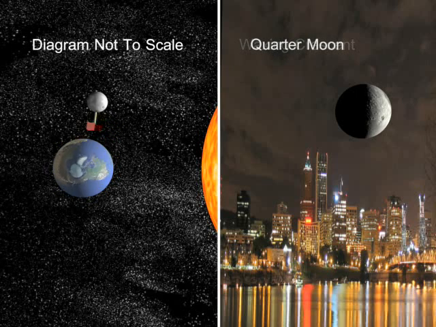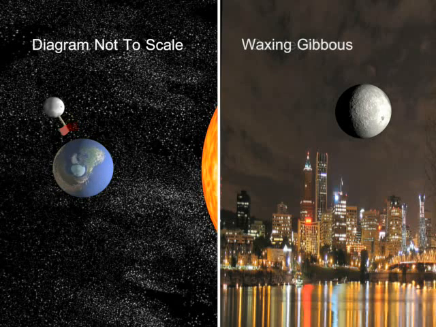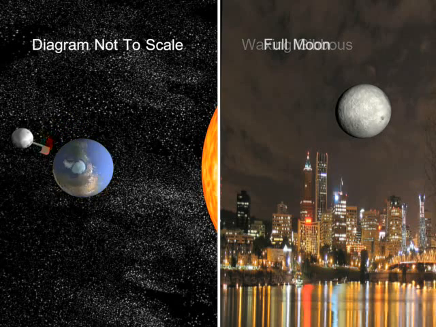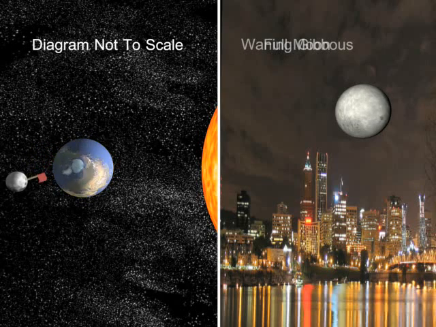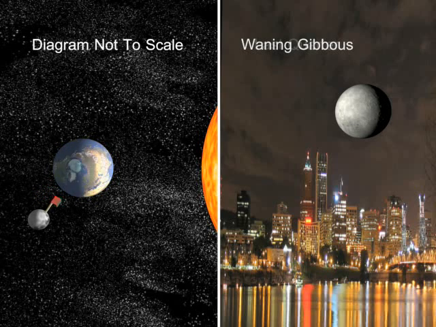The moon revolves around the Earth once every 28 days, while it also rotates on its axis in the same time period. The video on the left shows the moon revolving around the Earth as viewed from space. The video on the right shows the appearance of the moon from Earth.